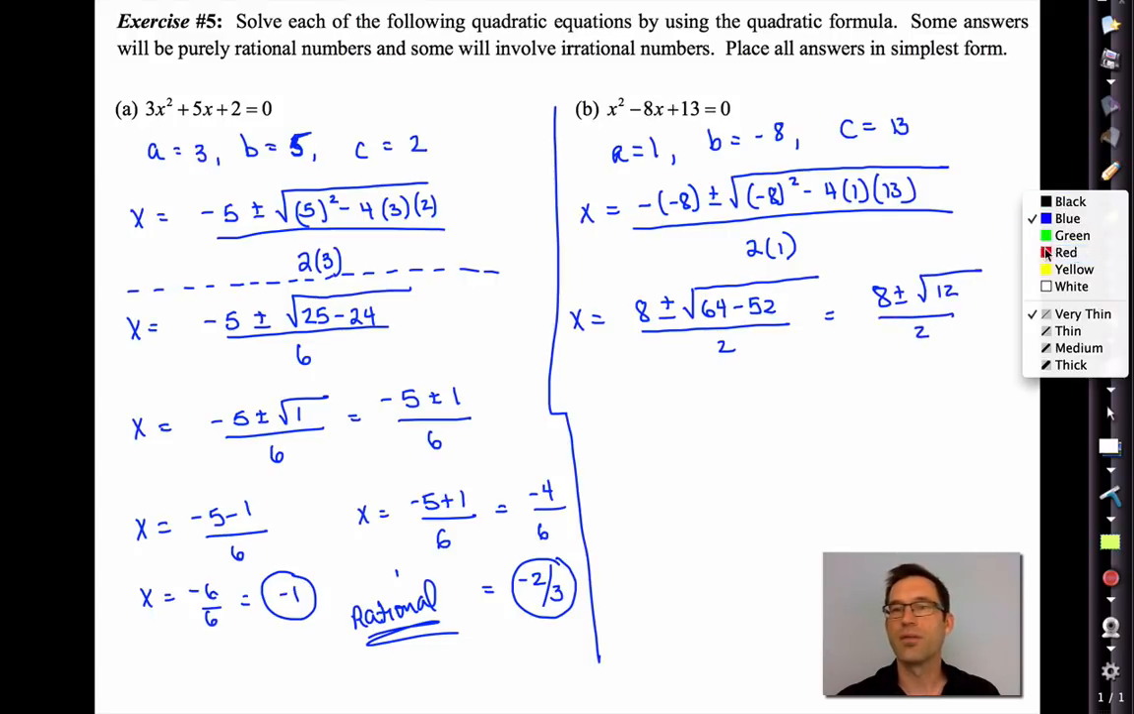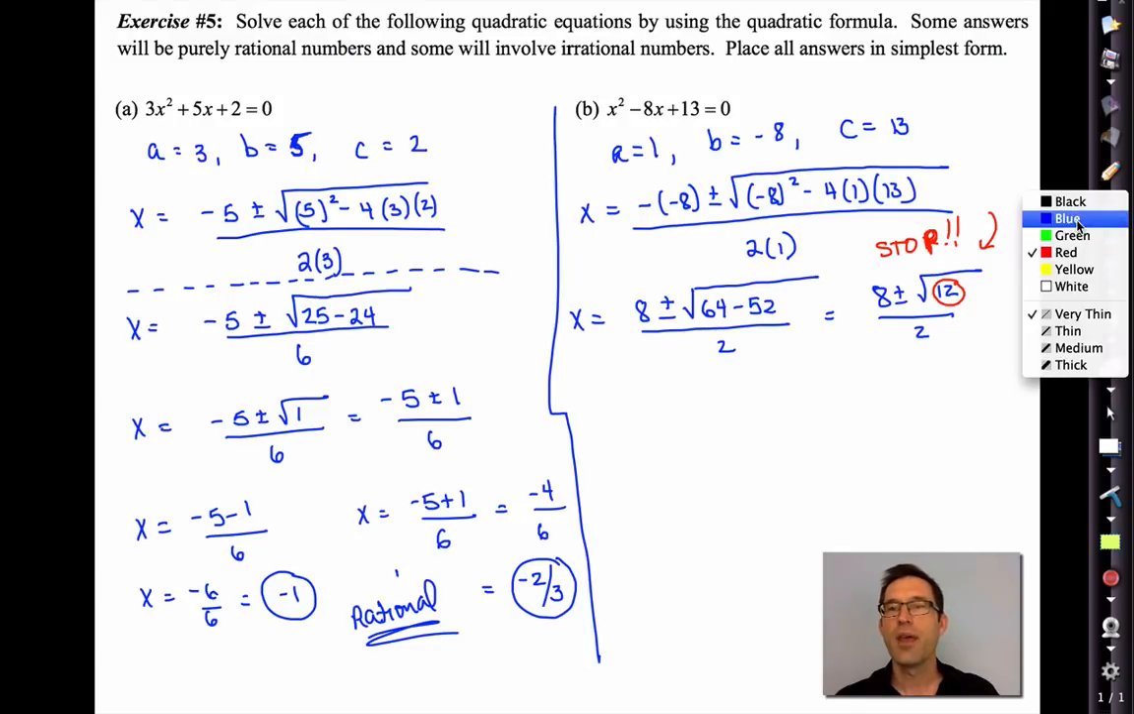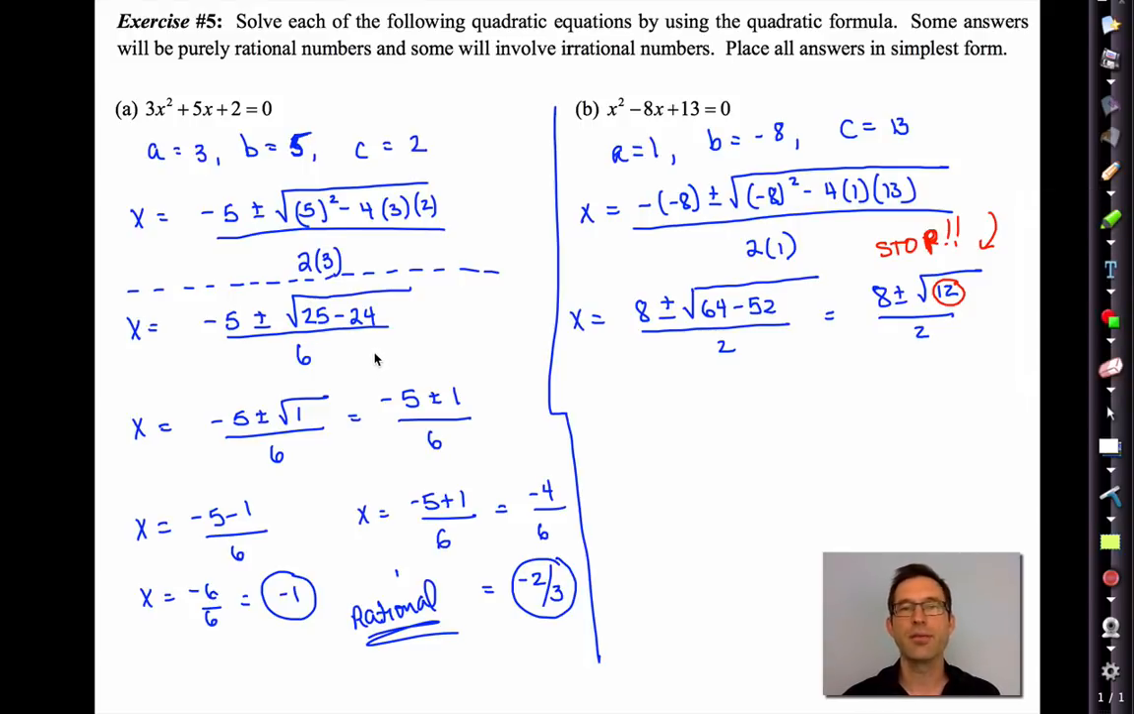Let me just take a moment to stop at this point for a moment. All right. This is kind of the moment of truth. This is when you look at this number and you say, is that a perfect square or not? If it is a perfect square, like it was in letter A, all is good with the world. On the other hand, if it's not a perfect square, and it isn't here, that's when you have to start doing the kind of annoying simplification process, right? You have to say, well, radical 12 is radical 4 times radical 3.